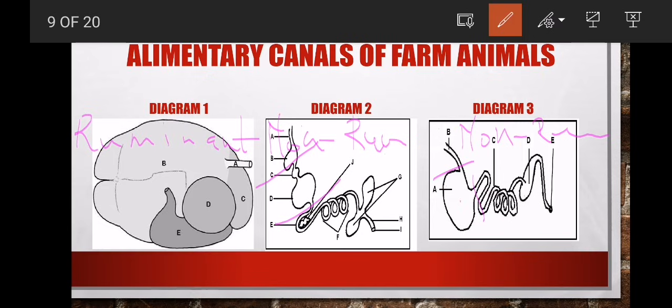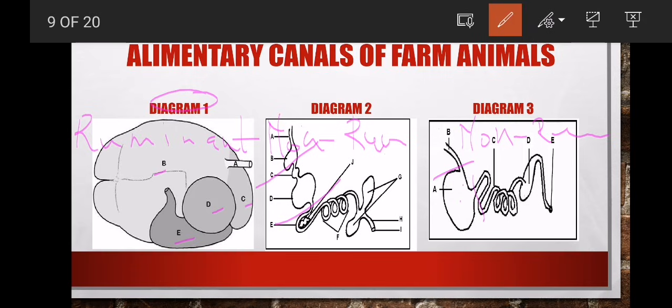Question number 2 that you can get. They can then say, provide a reason. The reason that they want is the one that made you say it's a ruminant or a non-ruminant. When you look at diagram 1, it's a ruminant because it has how many chambers? 4. 1, 2, 3, 4. So you can say it has 4 chambers. It has a polygastric stomach. It has a complex stomach. Diagram 2, it has a simple stomach. Diagram 3, it has a simple stomach.